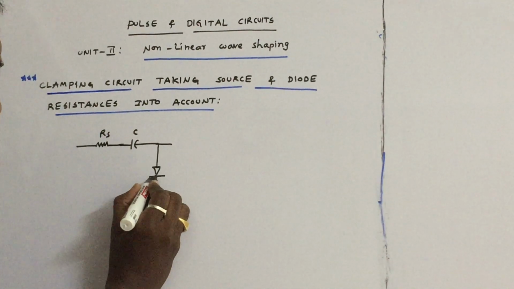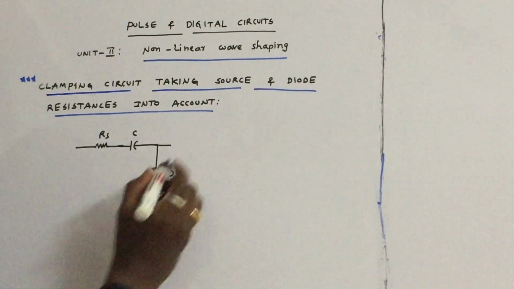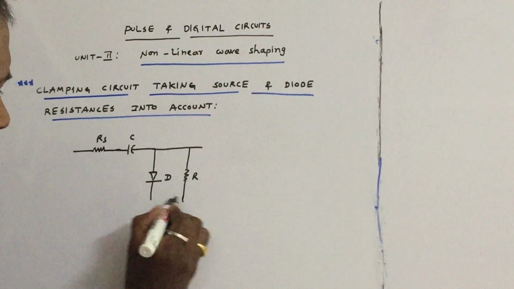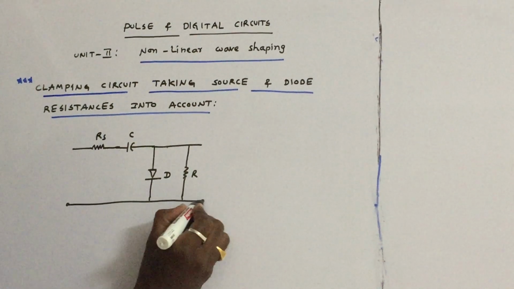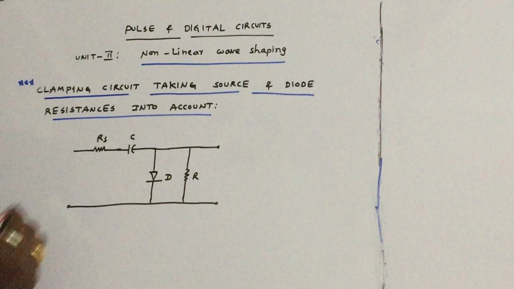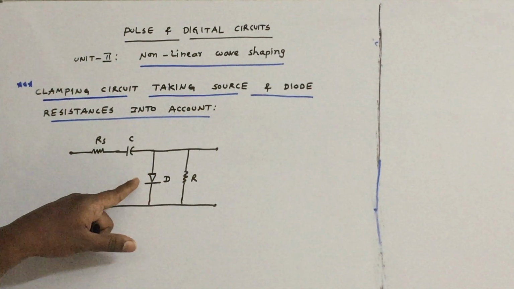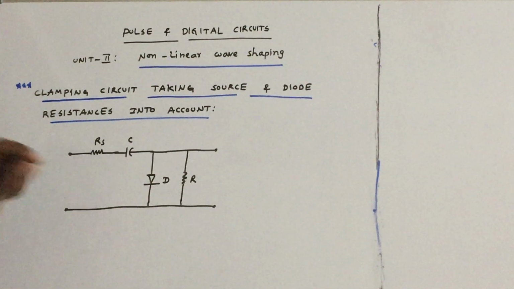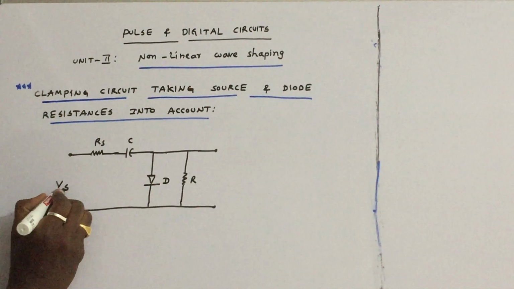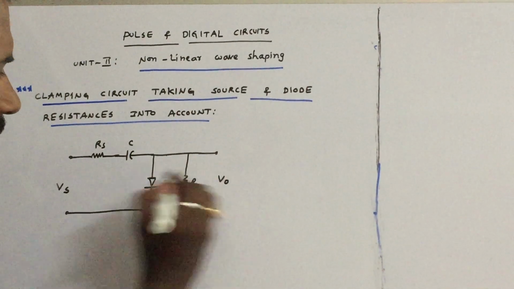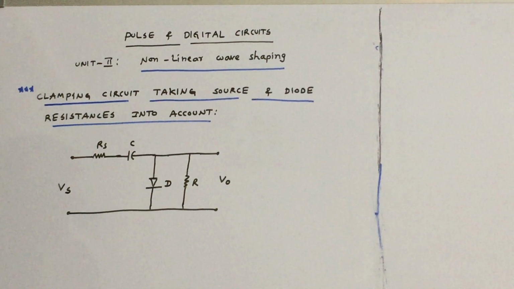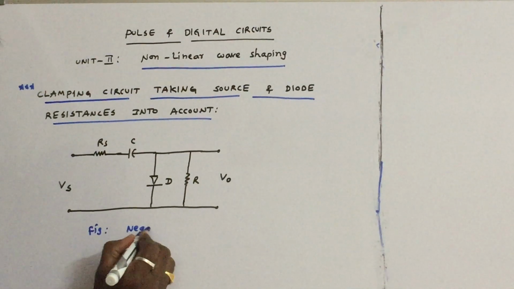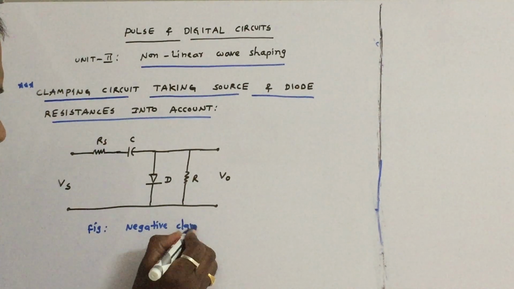So this is the negative clamper circuit, with the diode D. In a practical circuit, as I said earlier, we place a resistor R across the diode. In the previous circuits we assumed the source resistance as 0 and the diode resistance as 0. Now we are taking the source resistance Rs and the diode resistances into account. Vs is the input to the circuit and V0 is the output. As you know from the figure, because the diode is in this direction, this is a negative clamper circuit.